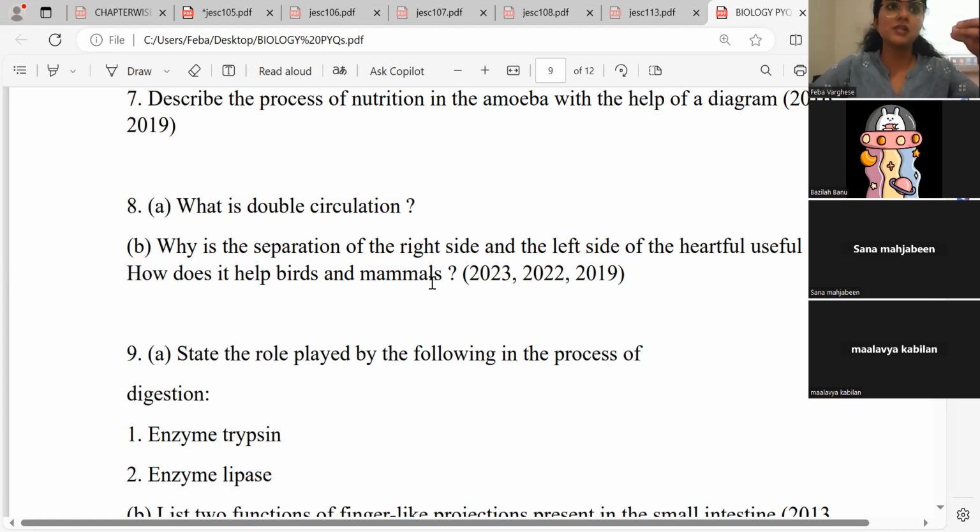How does it help in birds and mammals? You know it. That's what is said over here. The maintenance of constant body temperature and efficient supply of oxygen to all parts of the body.